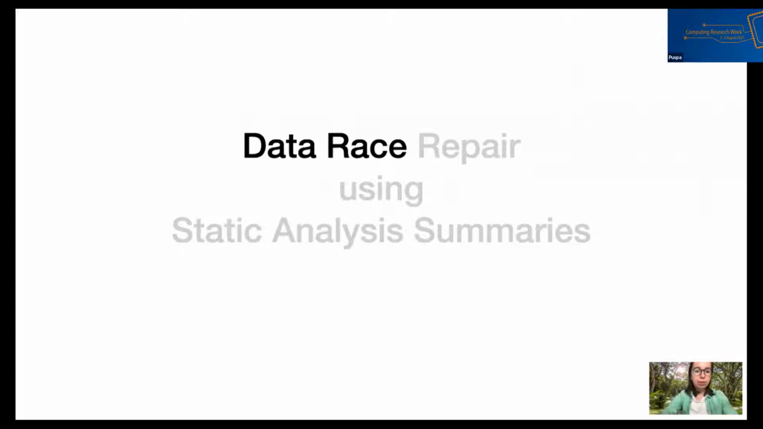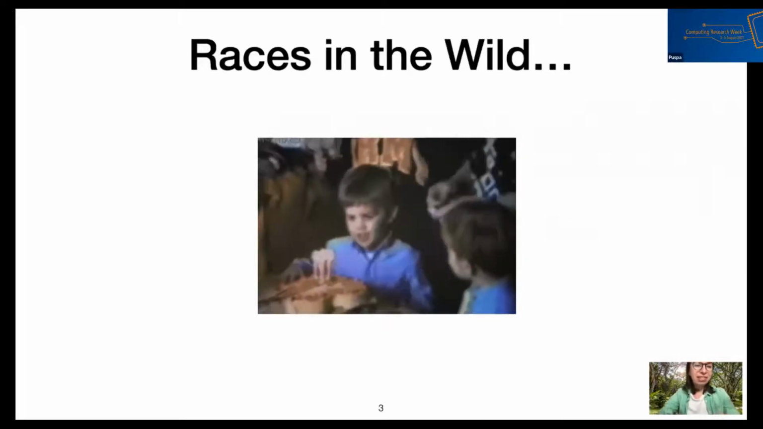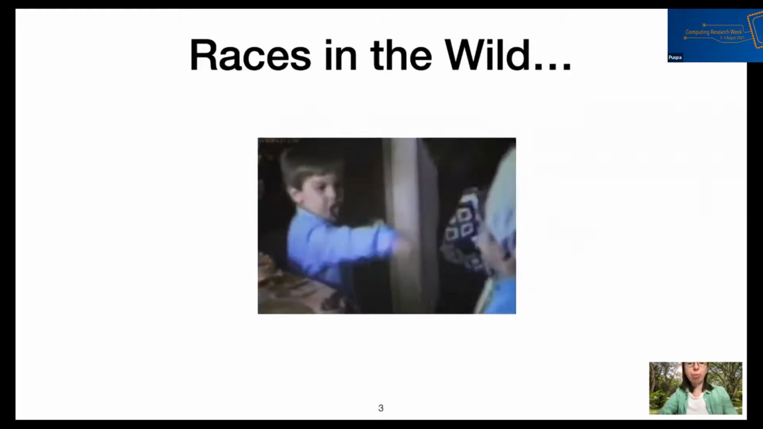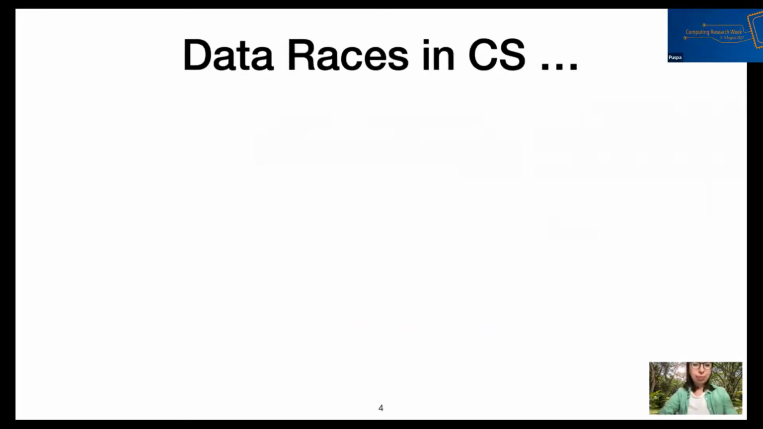First, let's see what races are. In the wild, races occur when two entities compete for the same resource with no proper supervision. For data races in computer science, though, things are a little bit more complicated.